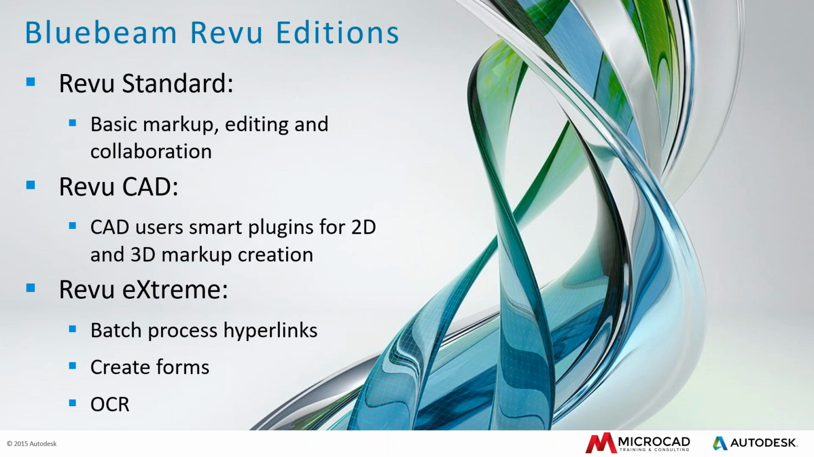When it comes to Bluebeam Review, there are three editions. There is the Standard one, which has some of your basic editing features. There's Review CAD, which also has some smart plugin tools for 2D and 3D markup creation. And of course, you have Review Extreme, which has batch process hyperlink. You can do OCR, optical character recognition. You can also create forms, which I find very handy at times.